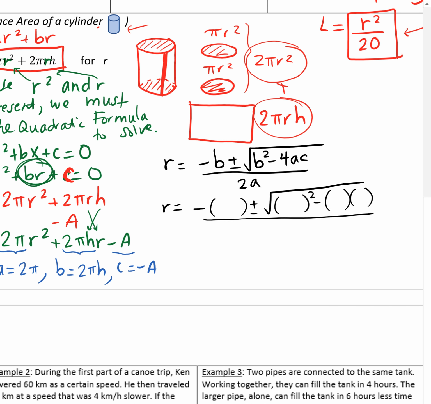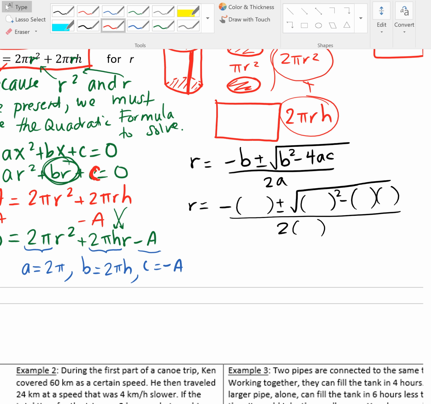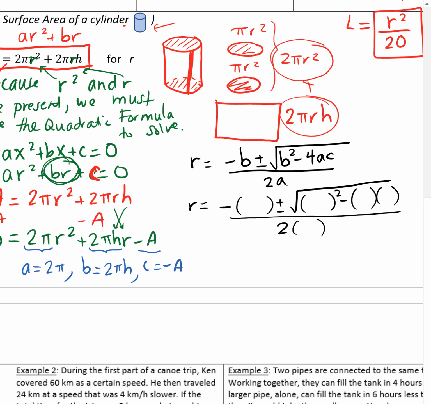Let's see how this goes. Hopefully it works out nice. Don't expect the answer to be really pretty though, because this involves variables, not just numbers. It's okay. First is negative b, but b we wrote over here, it was 2 pi h. This is also a b, so there'll be a 2 pi h there. This guy's an a. We said a was 2 pi. And then times c, that was negative a, over 2 times a, which was 2 pi.